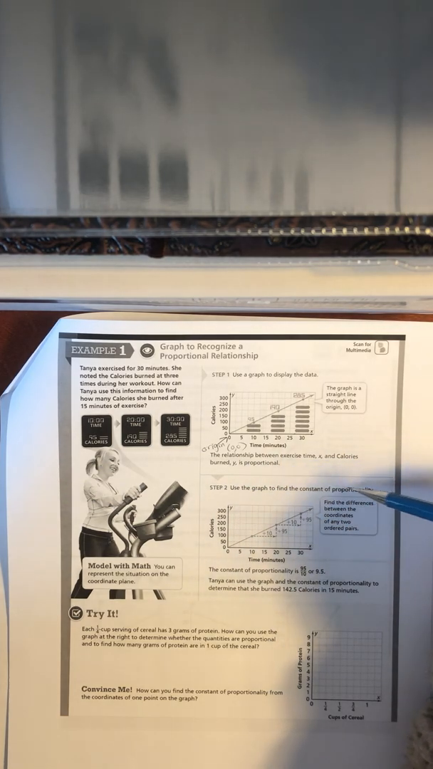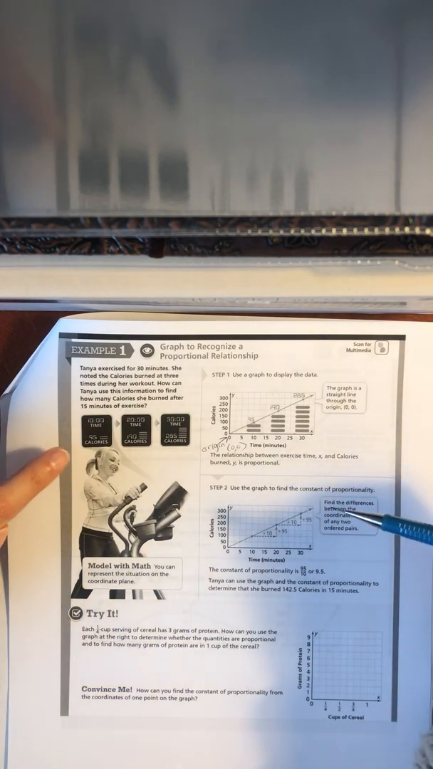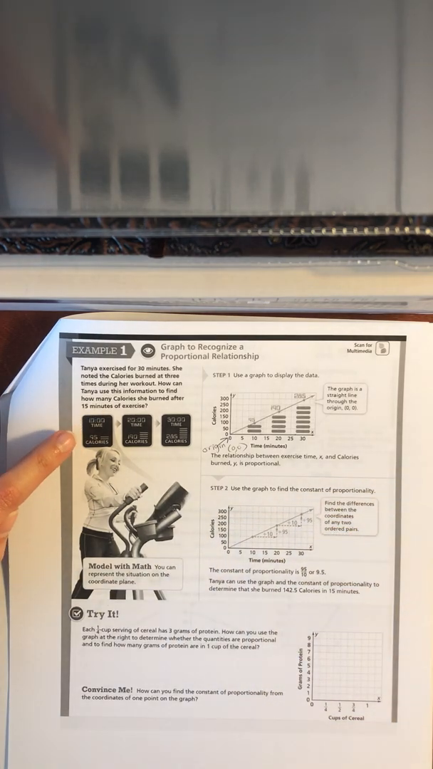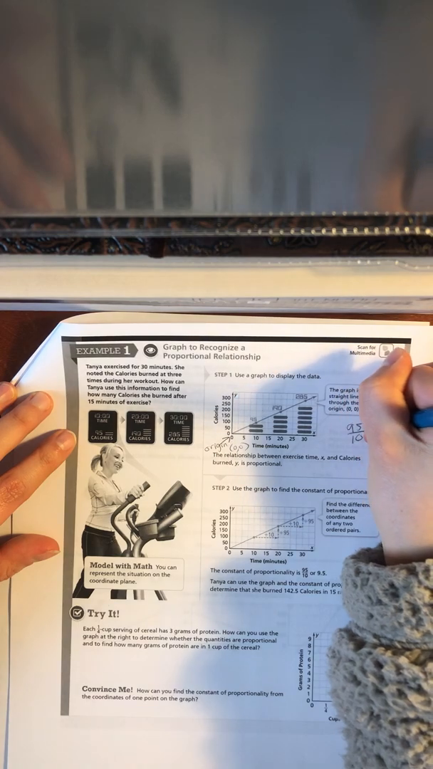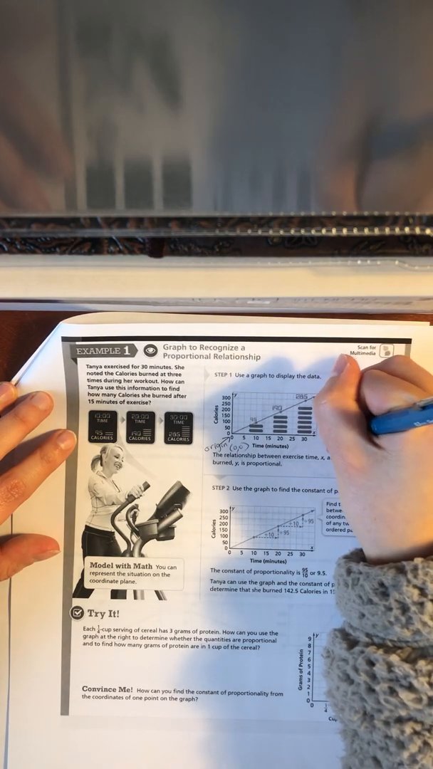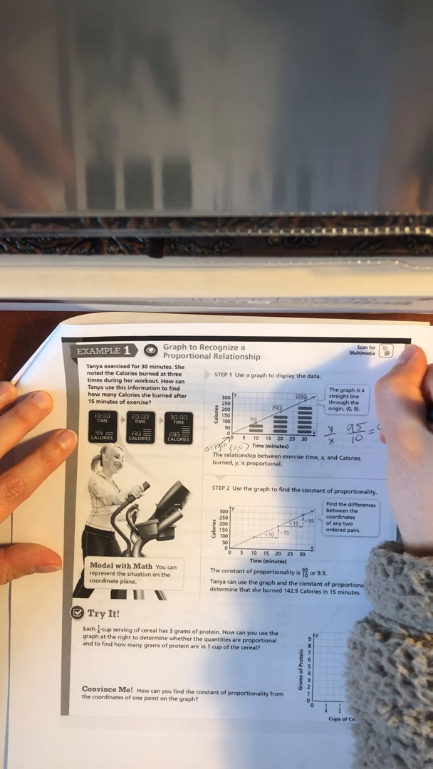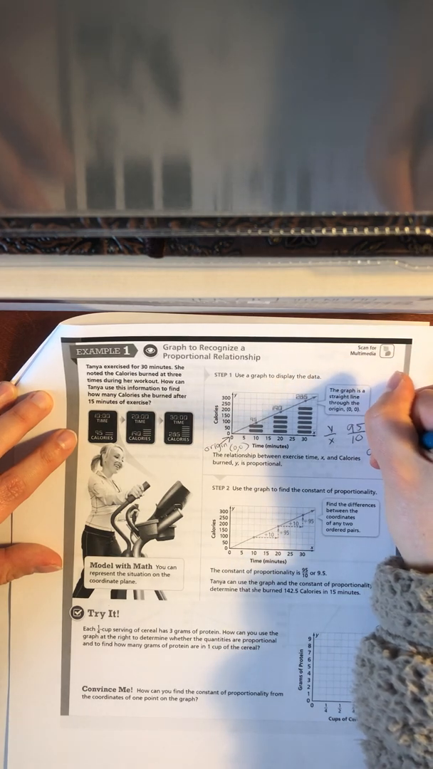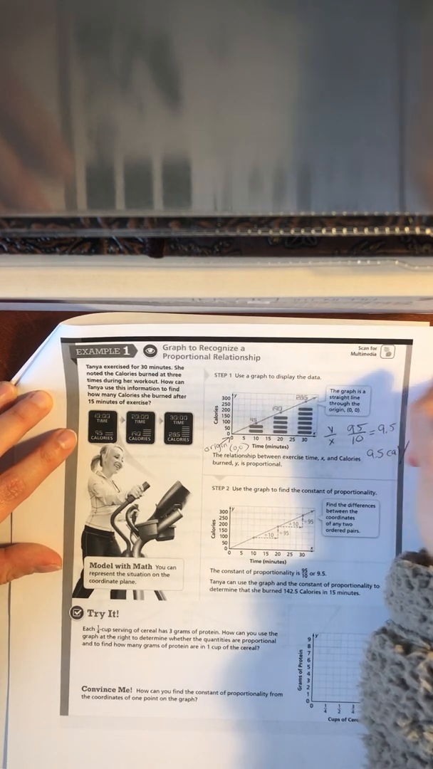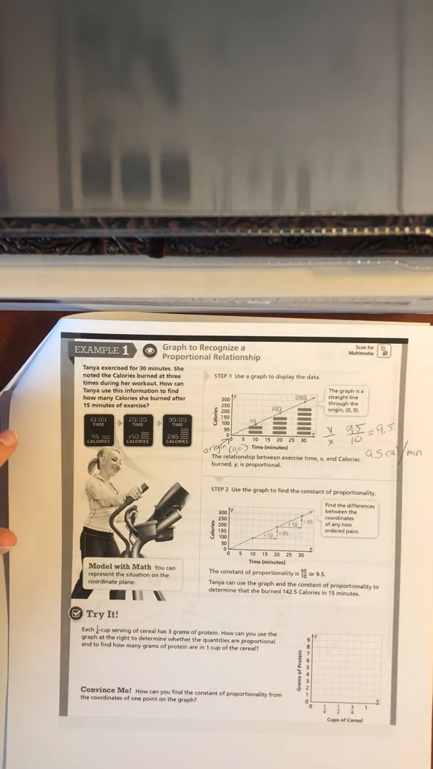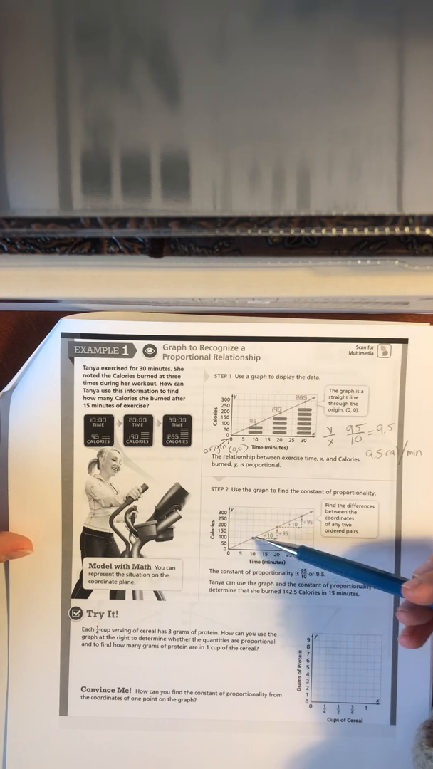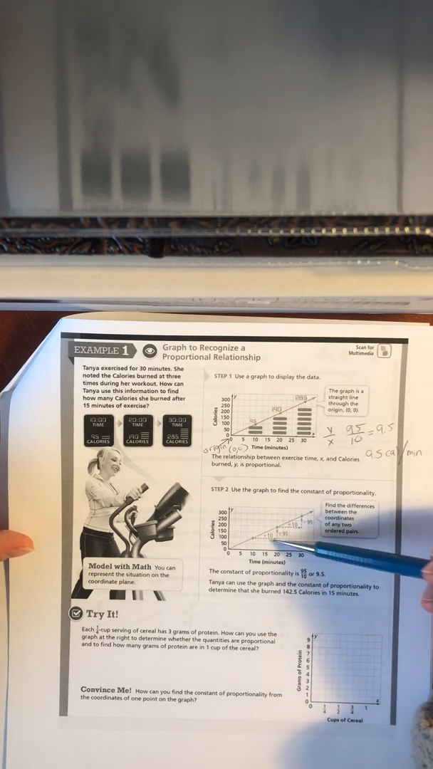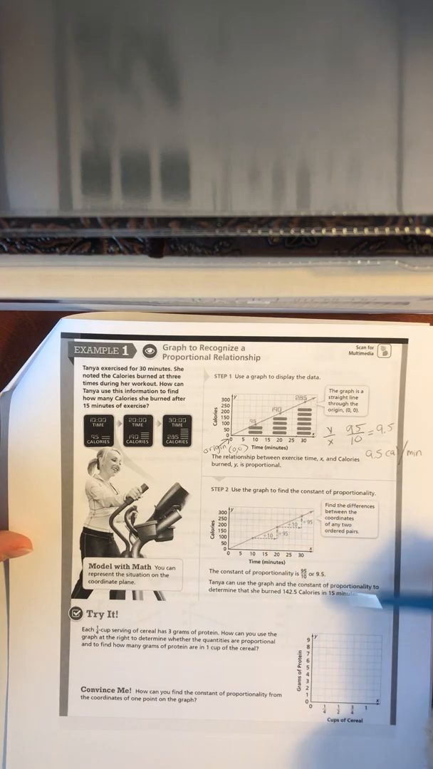Use the graph to find the constant of proportionality. Well, if she's burning 95 calories in 10 minutes, that's 95 over 10, okay, y over x, which is 9.5. So it's 9.5 calories per minute that she's burning. So this is showing you on the graph, you're going up 95, you're going right 10, this is your y, so 95 divided by 10, okay?